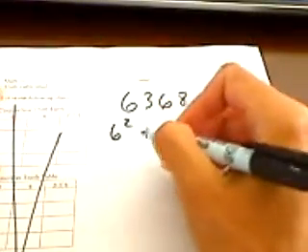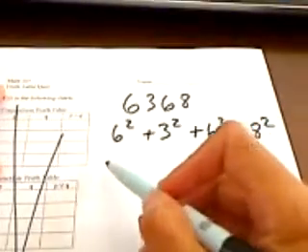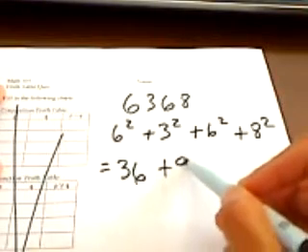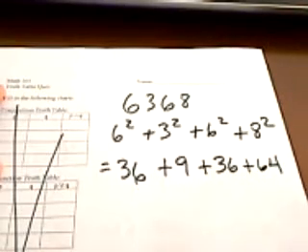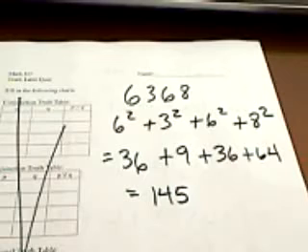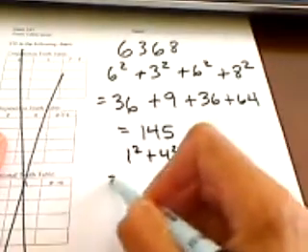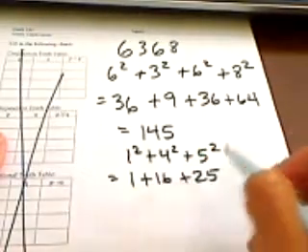Okay? Alright, so let's do the 6,368. So again, 6 squared, 3 squared, 6 squared, and 8 squared. Okay, so this is 36 plus 9 plus 36 plus 64. So this is 100, and this is 45, so 145. I think. Maybe I should check it. 145, yep. Okay, let's square these. 1 squared, 4 squared, 5 squared. So we get 1 plus 16 plus 25.